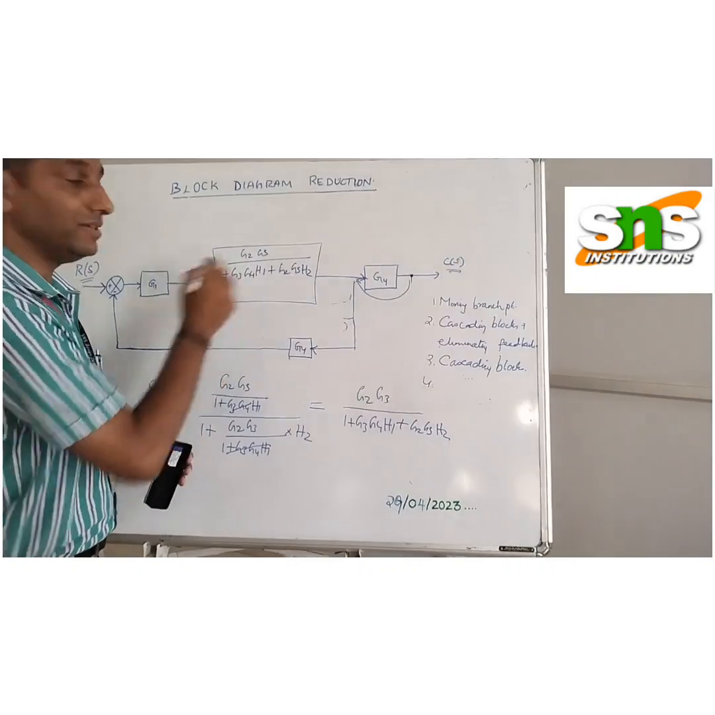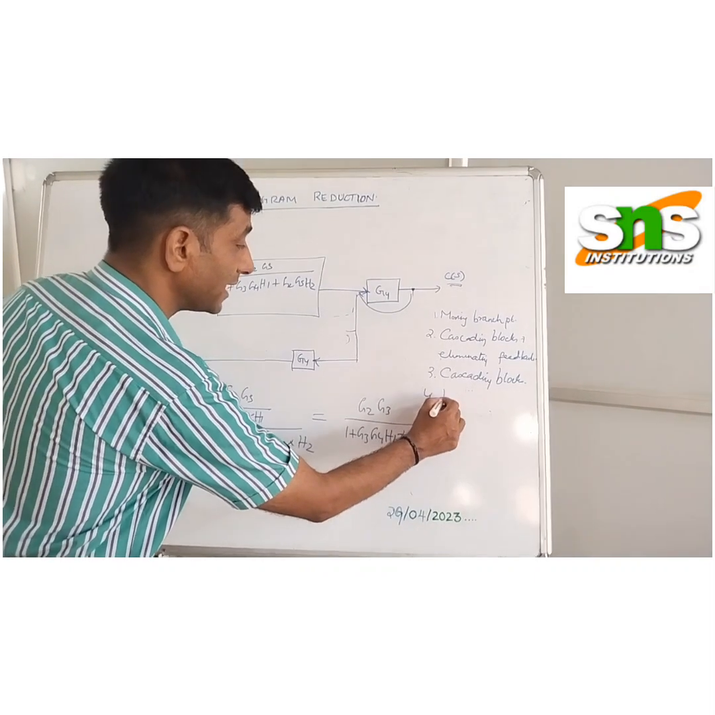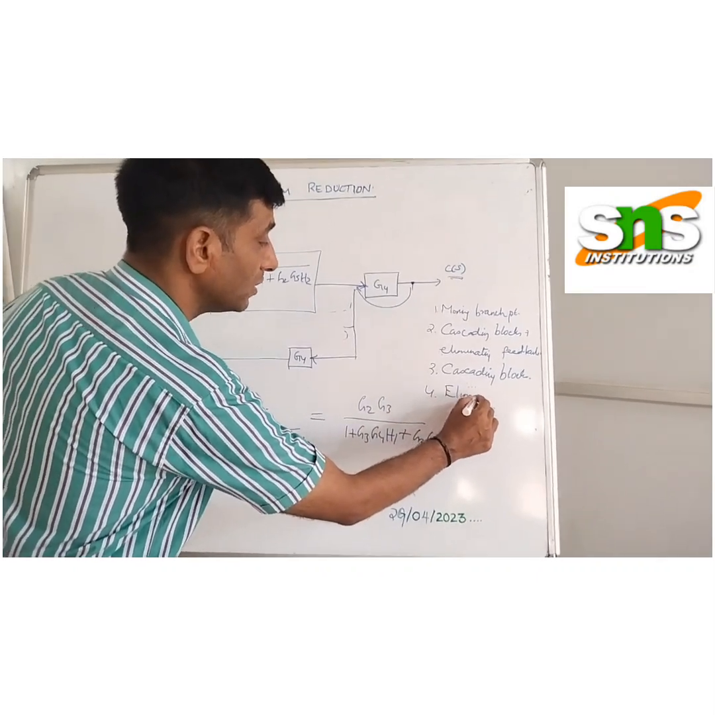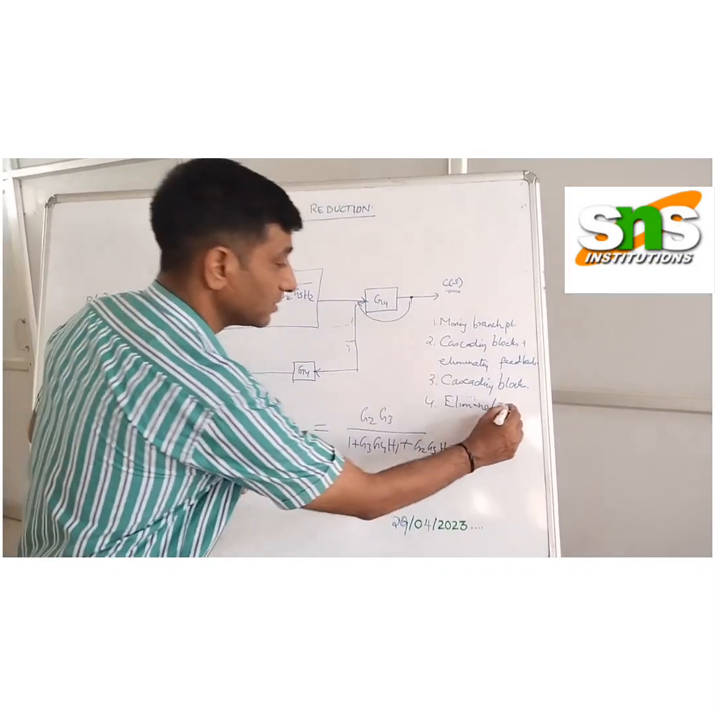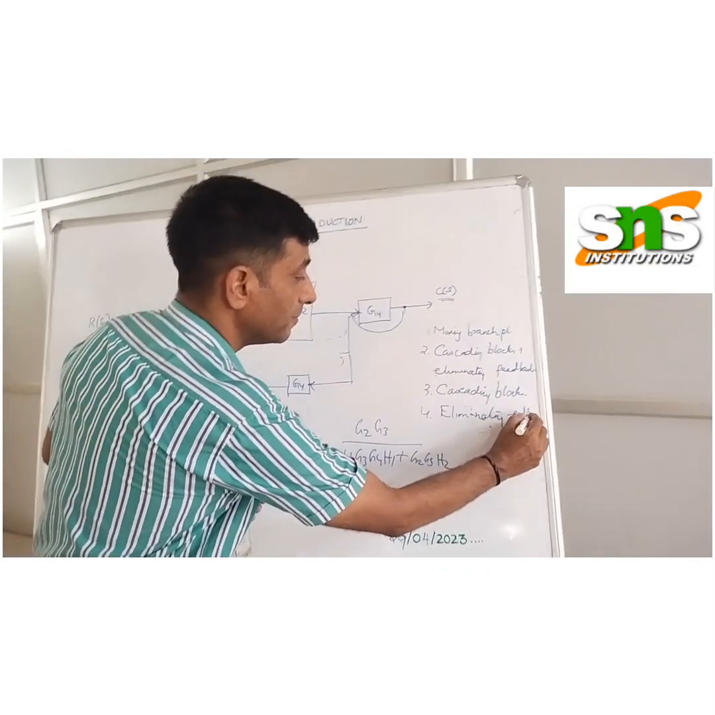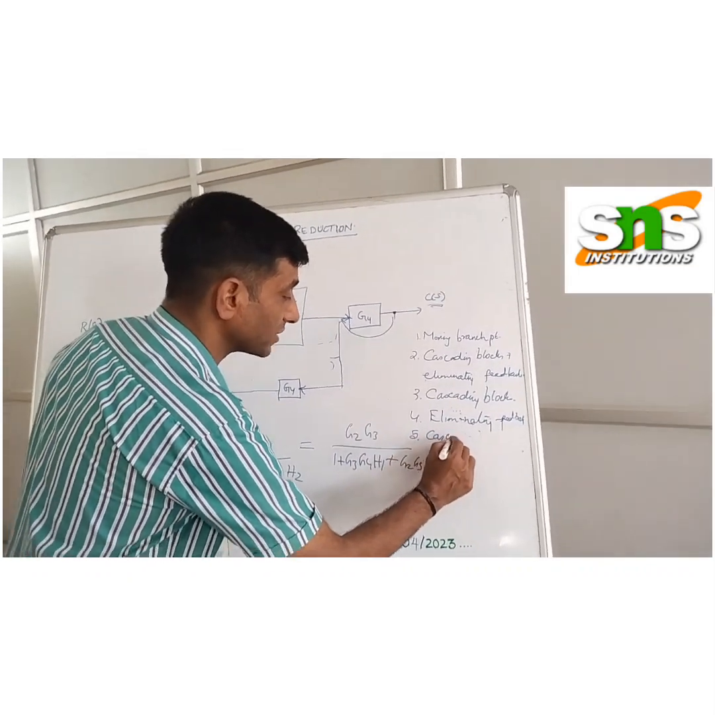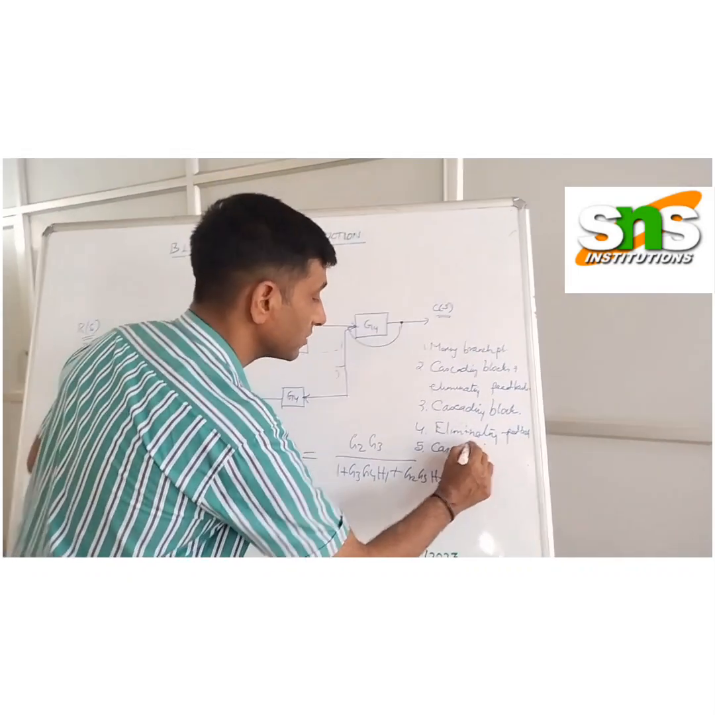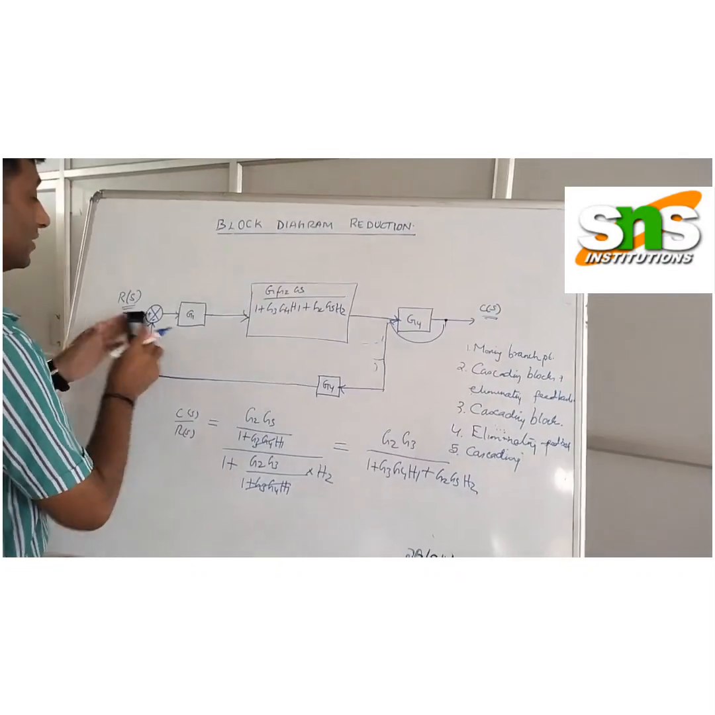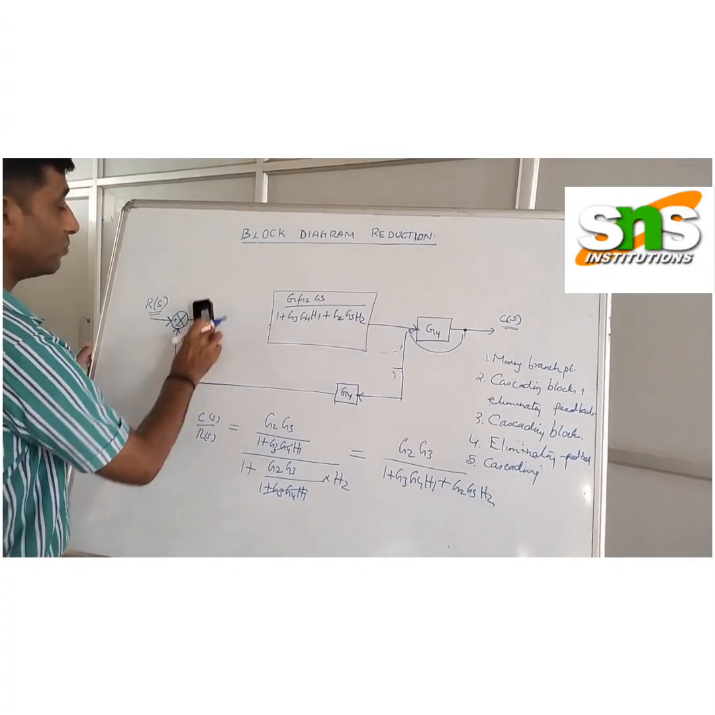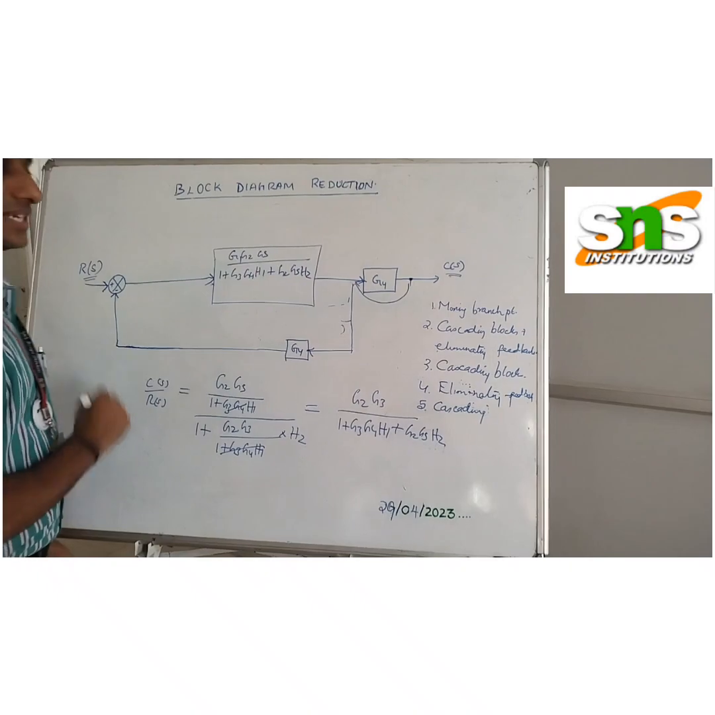I have cascaded the blocks. So step 5 comes after eliminating feedback, that is my step 4. And my step 5 now is cascading blocks again, which is nothing but this G1 I will multiply over here. This is my cascading of blocks. So this is my next step.